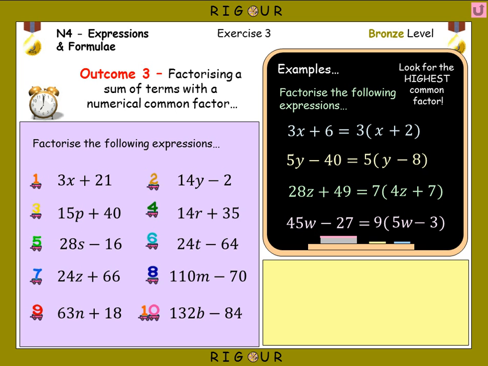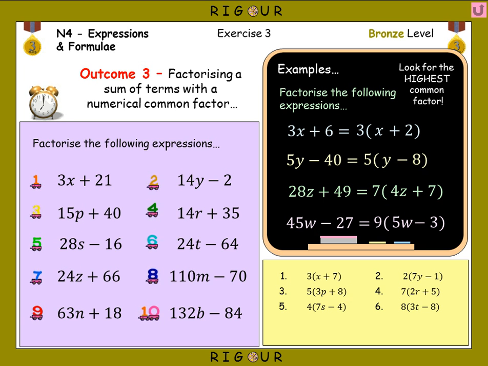Okay, you've unpaused the video, let's go for some answers. So we have number 1, 3 bracket x plus 7, number 2, 2 bracket 7y minus 1, number 3, 5 bracket 3p plus 8, number 4, 7 bracket 2r plus 5, number 5, 4 bracket 7s minus 4, number 6, 8 bracket 3t minus 8, number 7, 6 bracket 4z plus 11, number 8, 10 bracket 11m minus 7, number 9, 9 bracket 7n plus 2, and number 10, 12 bracket 11b minus 7. A bit trickier, that last one there.